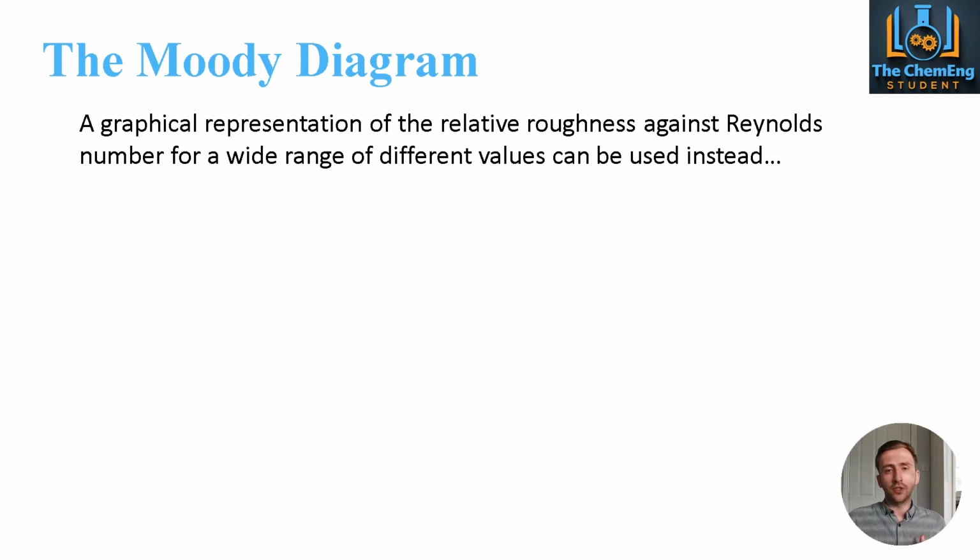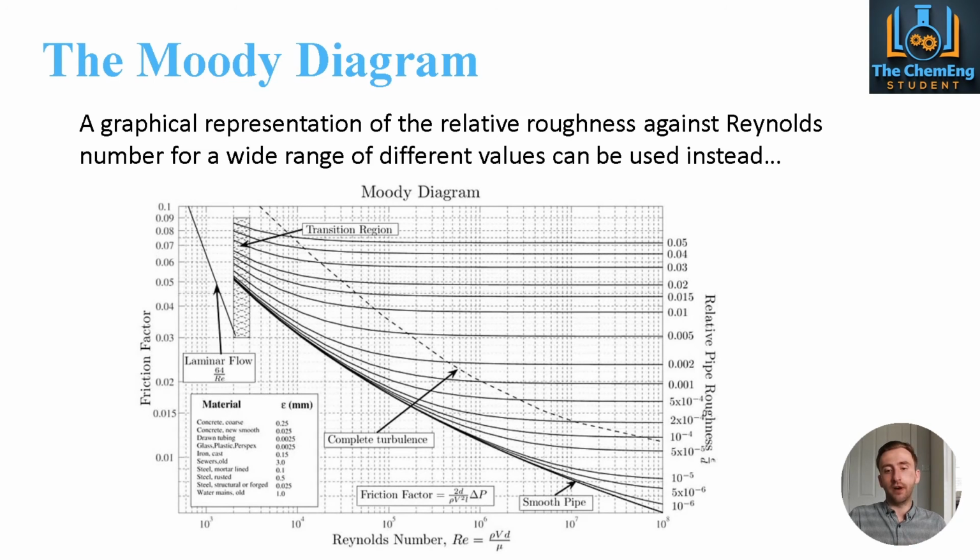Now, if the equation is too difficult, then an easier way of solving this is a graphical method known as the Moody Diagram. And this basically gives you a plot of the relative roughness against the Reynolds number for a wide range of different values. And the graph looks complicated to start with, but if we break it down, then we'll get an idea as to how this actually works. So what we have here is Reynolds number plotted on a logarithmic scale. So we've got 10 to the 3 here and 10 to the 8 here.